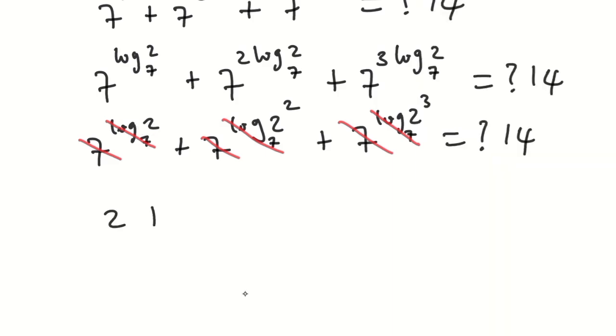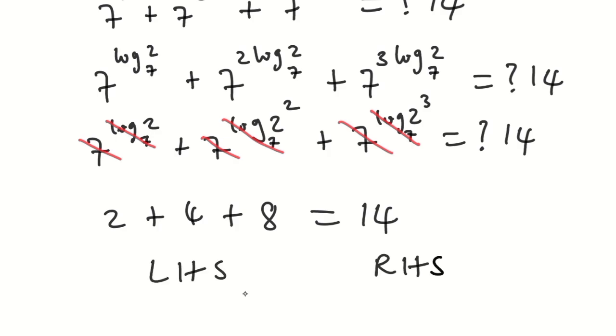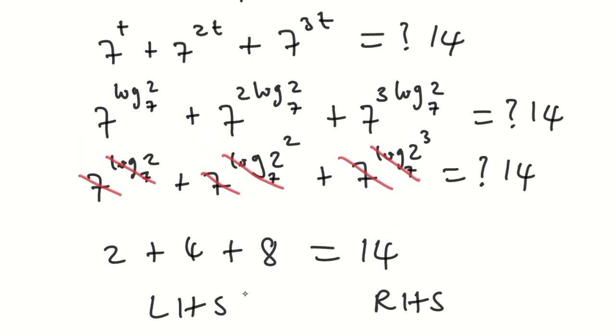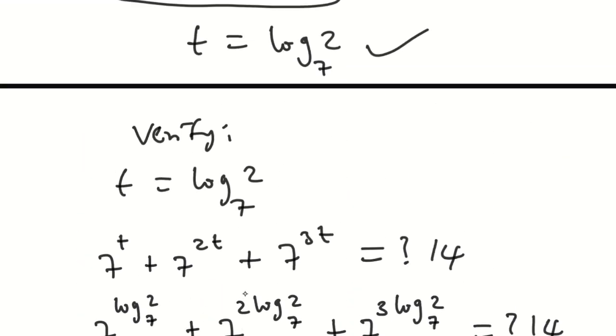So you have 2 plus, this is 2 squared, which is 4. And this is 2 raised to the power 3, which is 8. What is 2 plus 4? That's 6. And 6 plus 8 is 14. So yes, we got 14. What we have on the left hand side is the same as what we have on the right hand side. So the value of t is what? This right here.